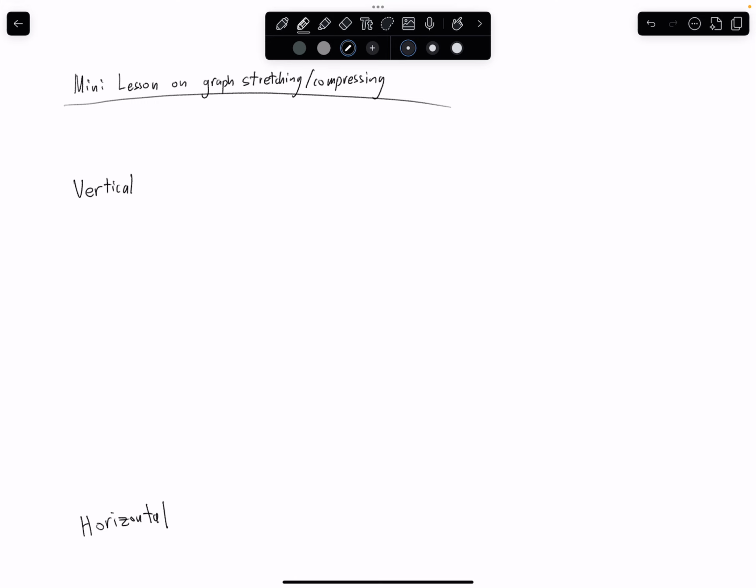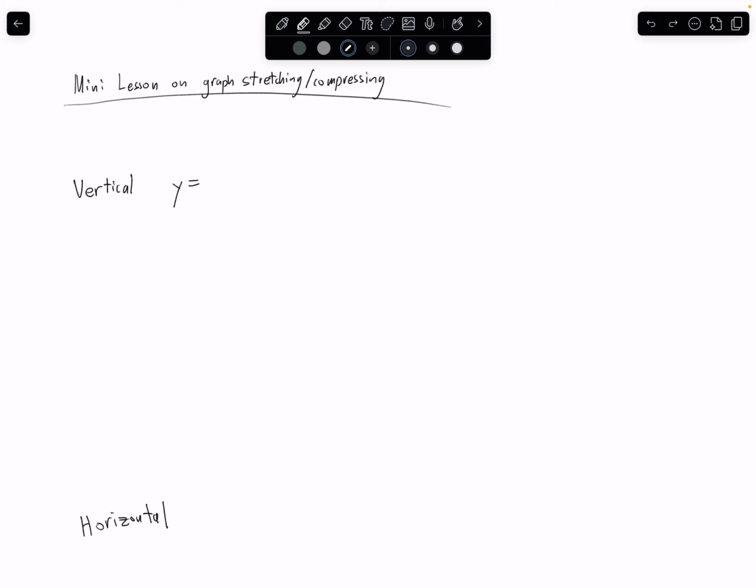So, mini lesson on graphing, stretching, and compressing. I think vertical is not too hard, so this is just a recap. I know we covered this subject already in the section, but I just wanted to reiterate a couple of things. In particular, horizontal I think is more confusing.